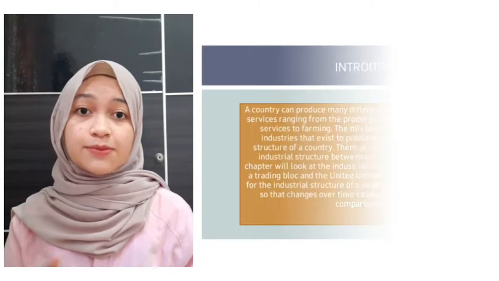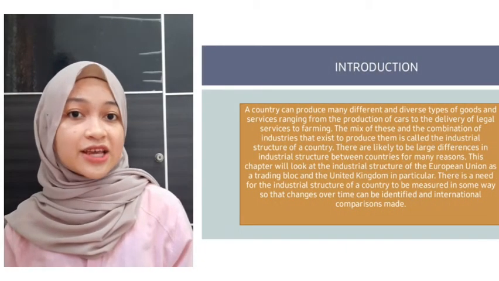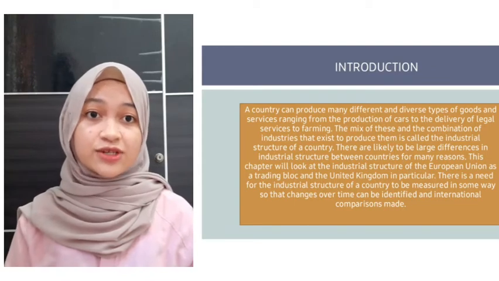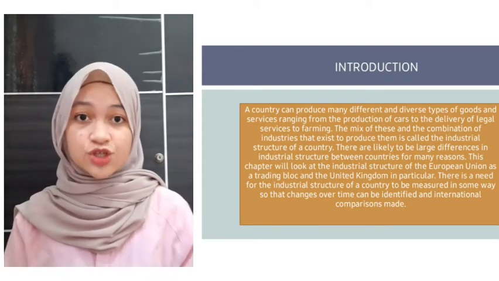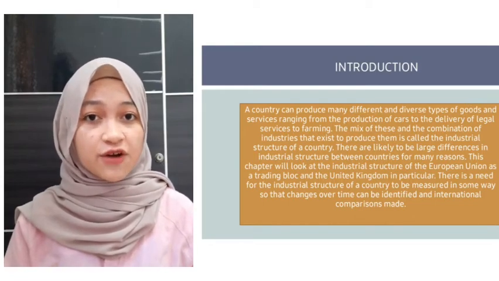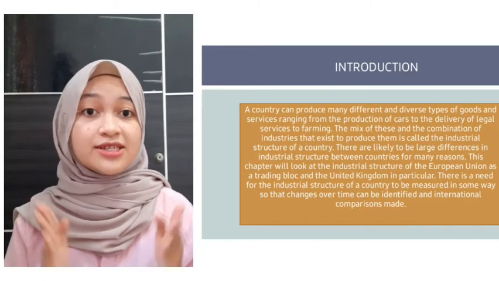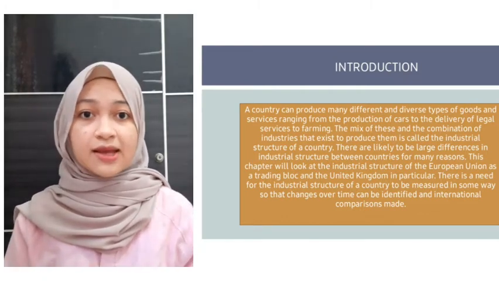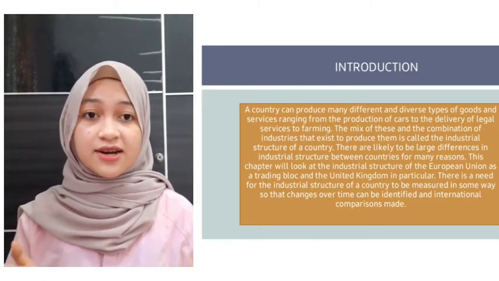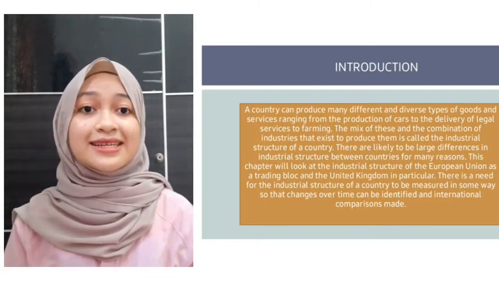Okay everyone, a country can produce many different and diverse types of goods and services, ranging from the production of cars to the delivery of leisure services to farming. The mix of these, and the combination of industries that exist to produce them, is called the industrial structure of a country. There are likely to be large differences in industrial structure between countries for many reasons.